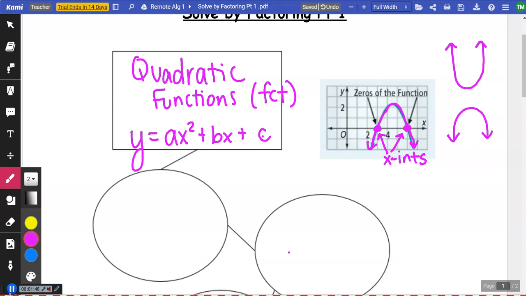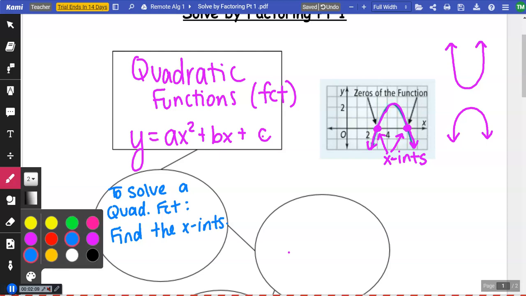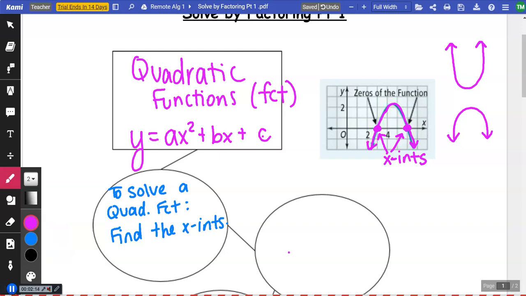So when we're solving a quadratic function, what we're actually solving for are the x-intercepts. So to solve a quadratic function, what I'm really telling you to do is find the x-intercepts. So when you solve a quadratic function, I'm really asking you to find the x-intercepts. And that's something that you want to have memorized. When you see solve the quadratic equation, your brain needs to think of find the x-intercepts.